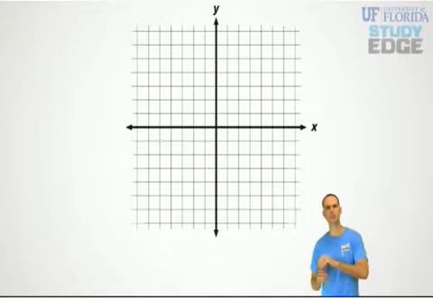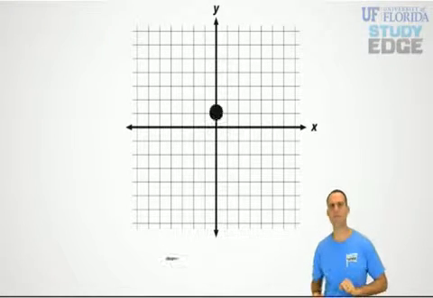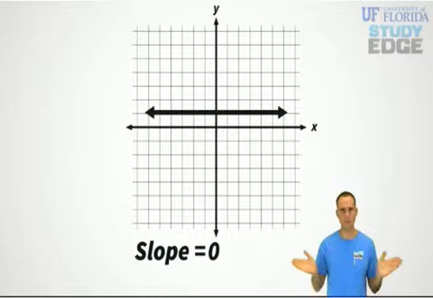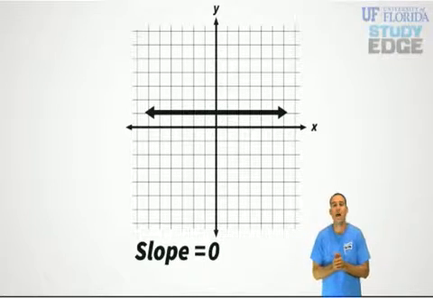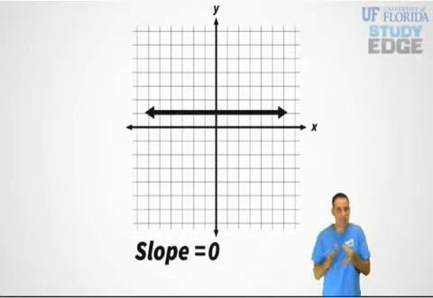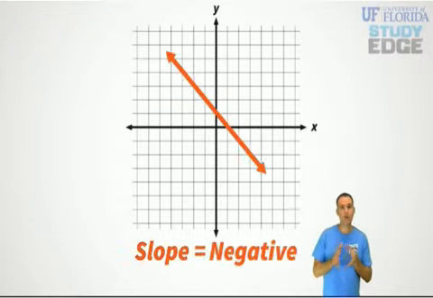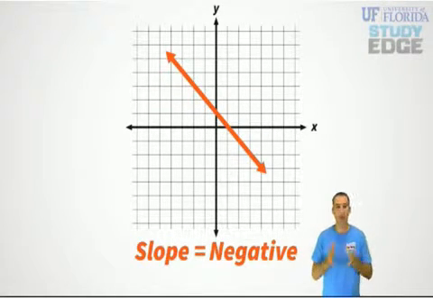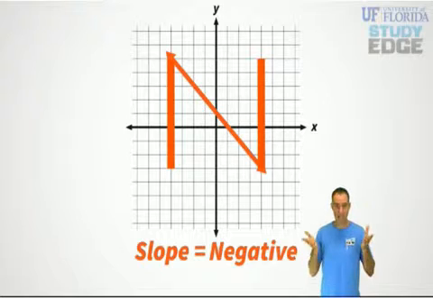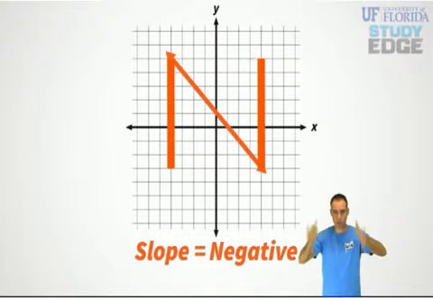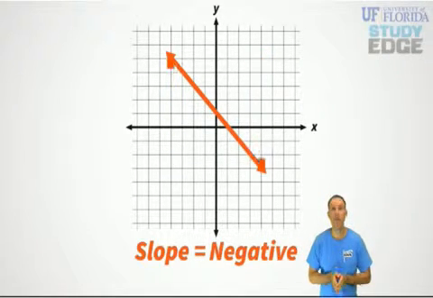So again, check this out. Let's start with a zero slope. Zero slope, there we go. A horizontal line has a zero slope. Now if we rotate it a little bit, I want to show you what a negative slope looks like. There we go. And to double check, it makes the letter N when you draw two lines on each side. Let's get rid of those.